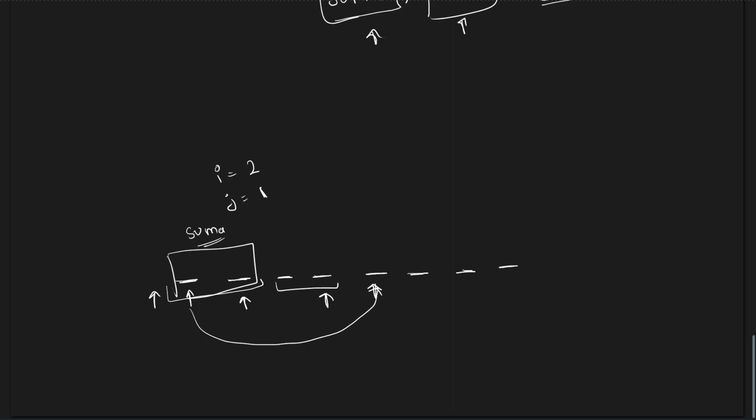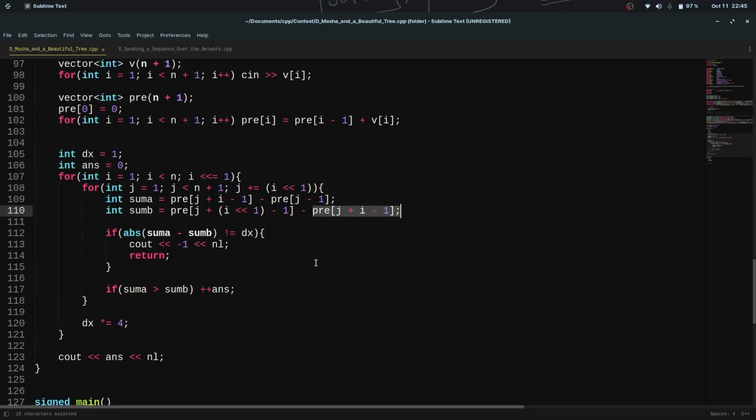So j is here plus i is here, minus 1 is here. So sum B is storing this, right? So this is essentially what I am storing in sum A and sum B. And what I can do is check if the difference between them is not equal to dx, then I can just print -1 and return.